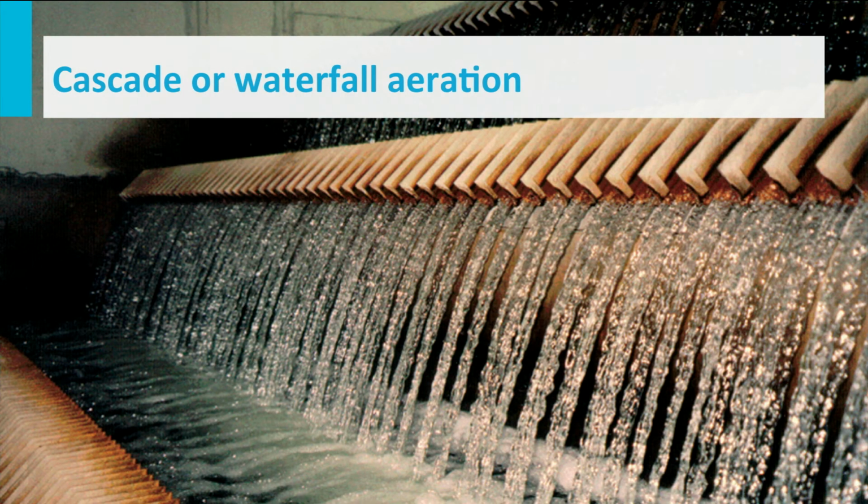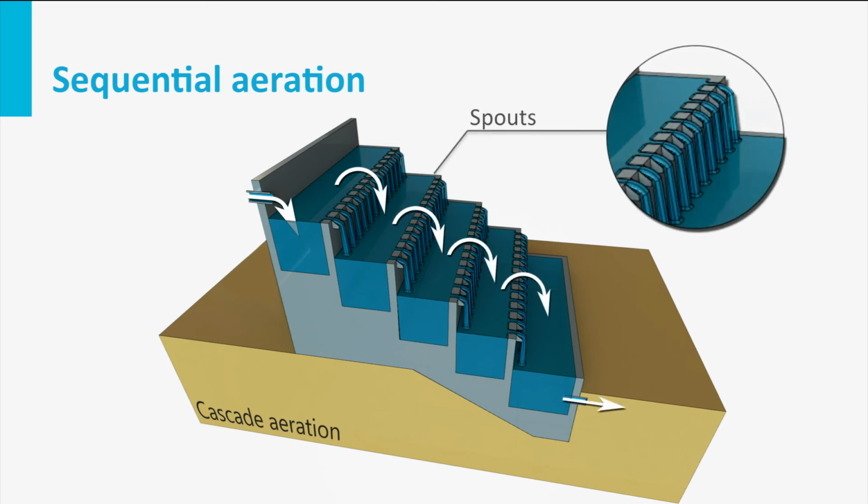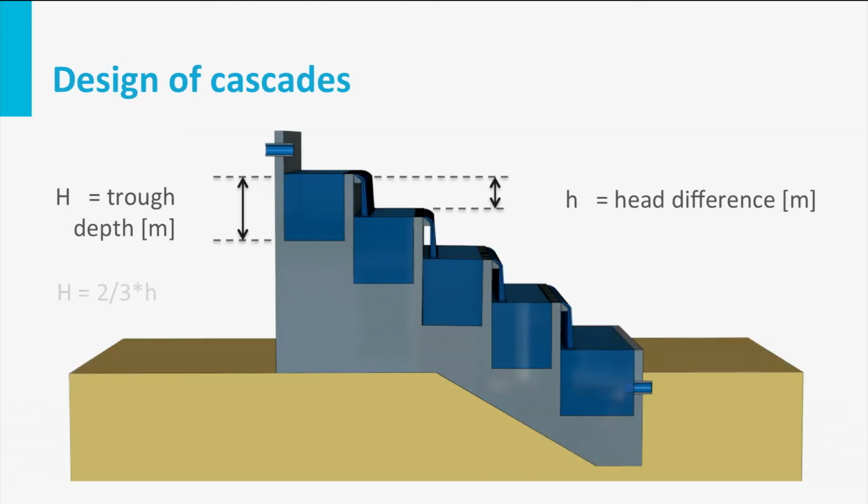Cascade or waterfall aeration divides the water in a thin layer by letting it fall over a sharp edge. There are many different designs around, but the most efficient types use spouts where the water falls through. This cascading forces air bubbles into the water, and because of the turbulence, these are separated into many small bubbles. As a rule of thumb, the trough has to have a minimum depth of 66% of the fall height in order to obtain sufficient contact time.